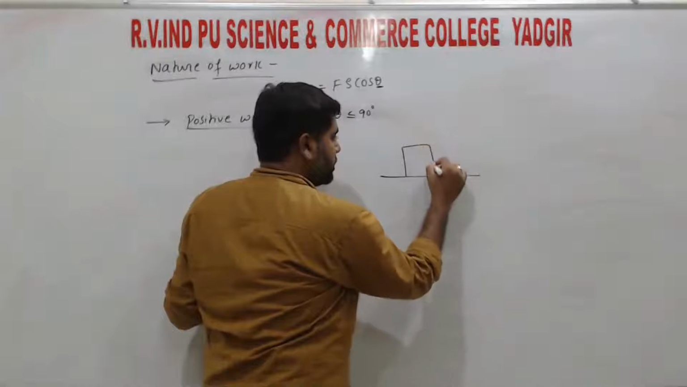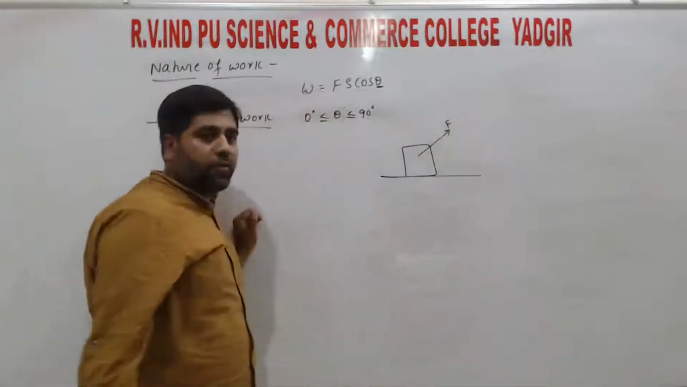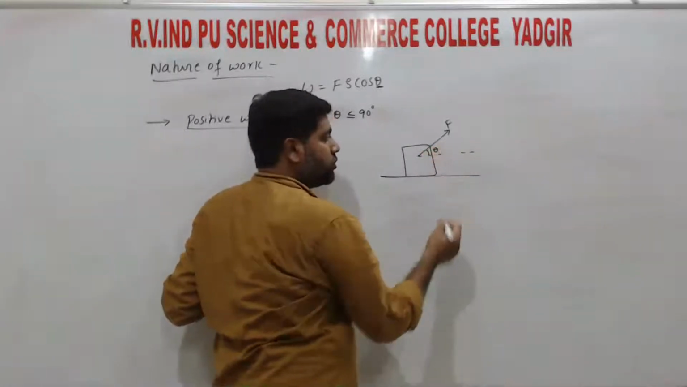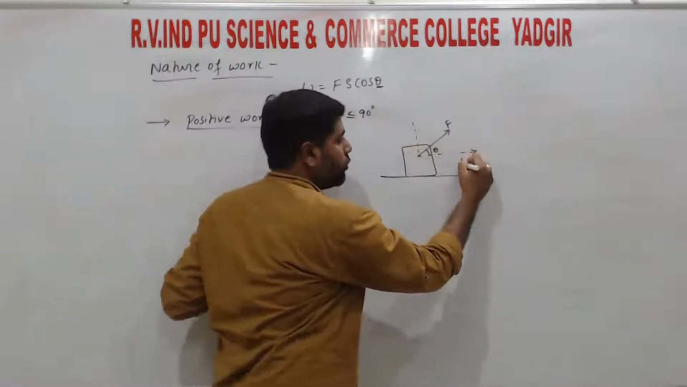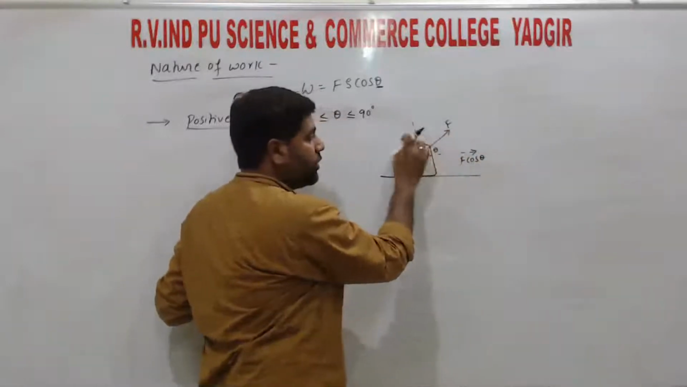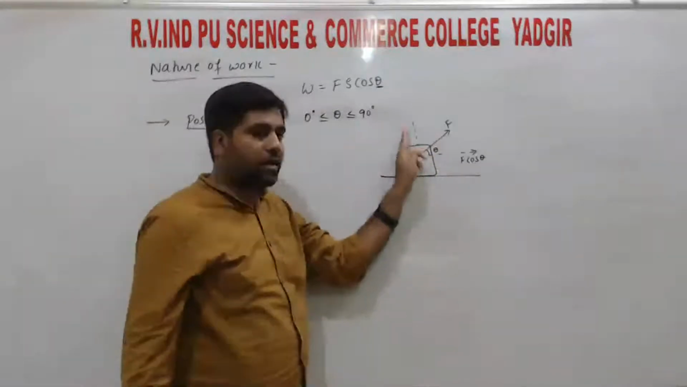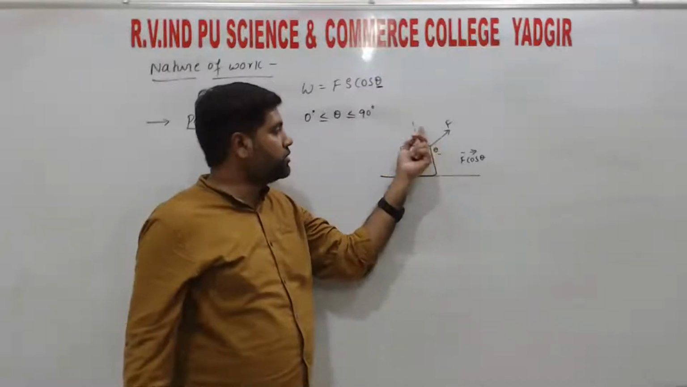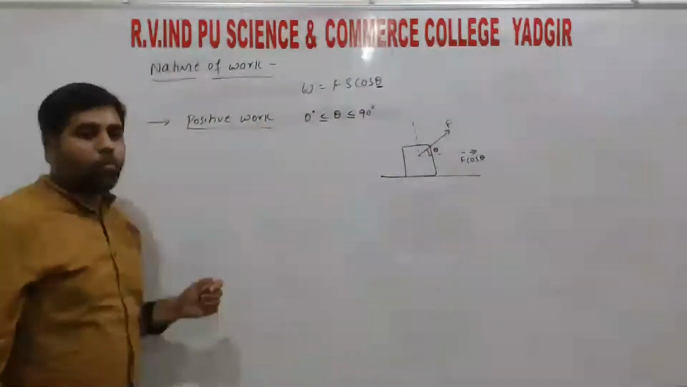So taking the concept I explained in the previous class, here I am applying the force F. This force makes an angle theta with the horizontal, if we take this one as vertical. So this component is F cos theta. This force lies in between 0 degree and 90 degree. Horizontal means along the x-axis. Observing the quadrant, the force is in between 0 and 90 degree. So in this case we call the work positive, right?